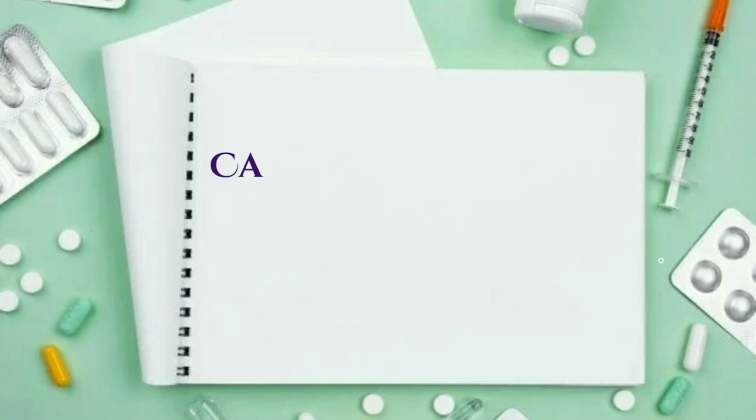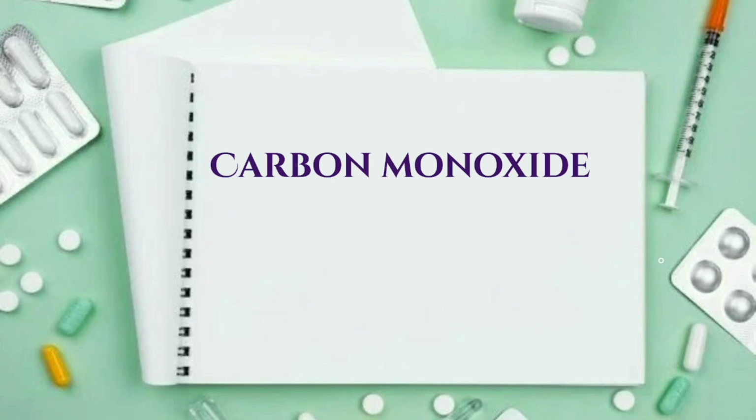Our next drug is carbon monoxide. You know, when there is a deficiency of oxygen or increased carbon dioxide, carbon monoxide poisoning occurs. And for carbon monoxide poisoning, the treatment is 100% oxygen. The person has to breathe pure oxygen that can be given through a mask placed over the nose or mouth, so that the patient can get proper oxygen.